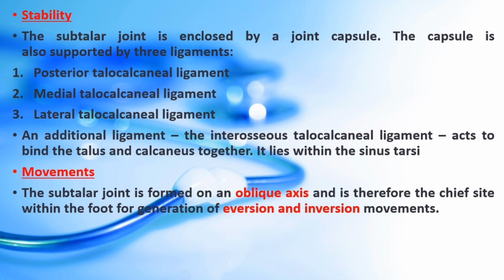Movements. The subtalar joint is formed on an oblique axis and is therefore the chief site within the foot for generation of eversion and inversion movements. This movement is produced by the muscles of the lateral compartment of the leg, and tibialis anterior muscle respectively. The nature of the articulating surface means that the subtalar joint has no role in plantar or dorsiflexion of the foot.